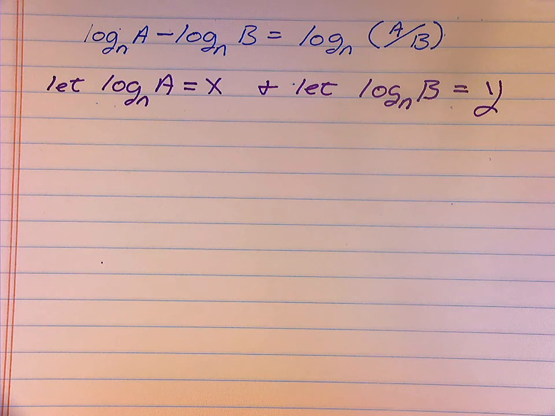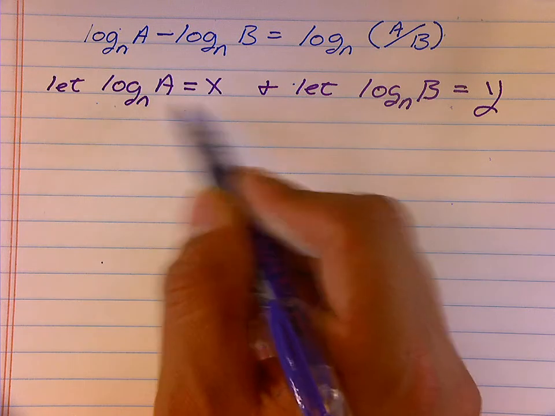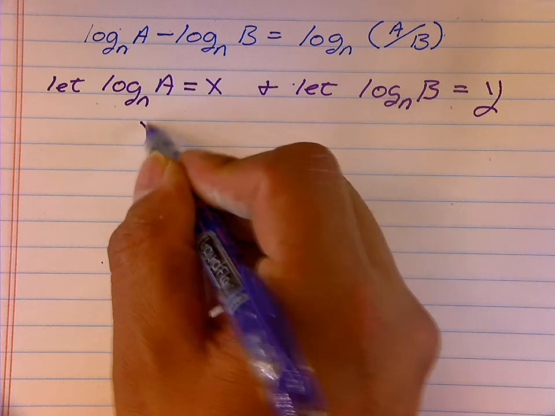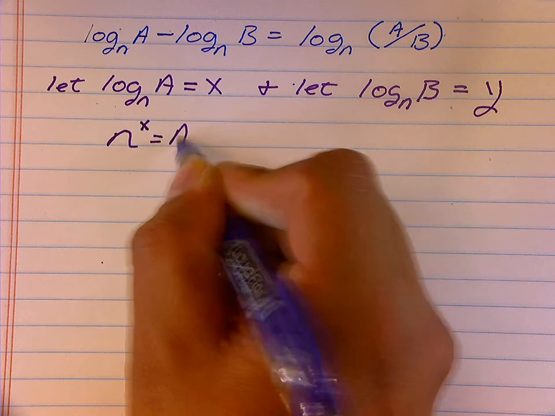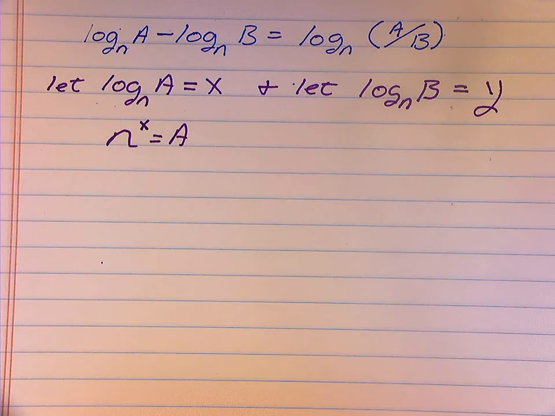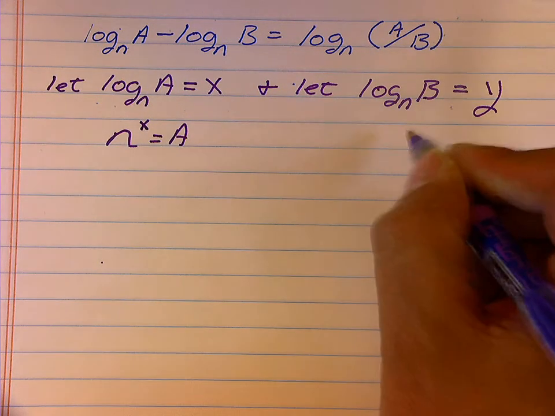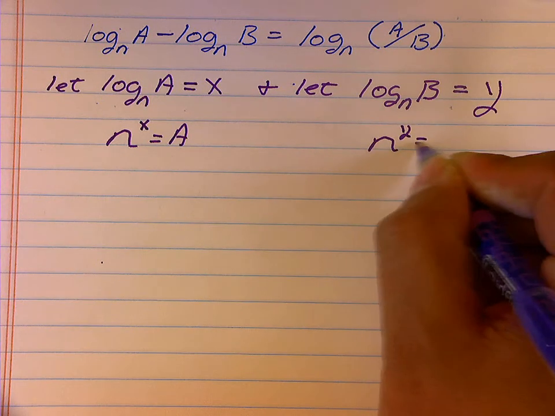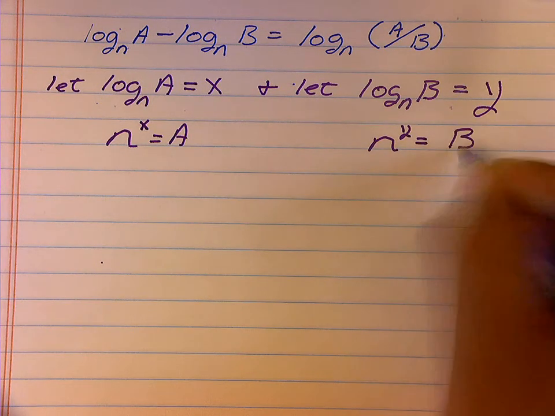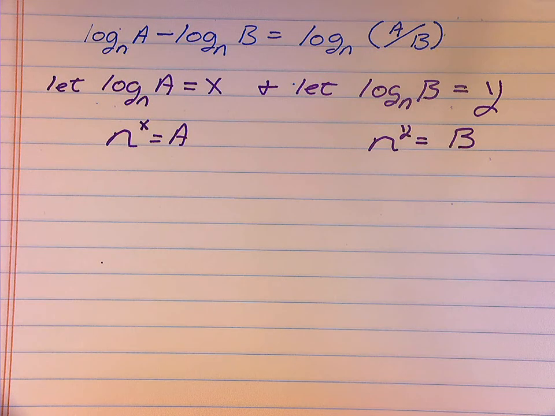Now, according to my property or my definition of what a logarithm is, this first one, x, is the exponent I place on n to get the value a. And the second equation, y, is the exponent I place on n to get the value b.